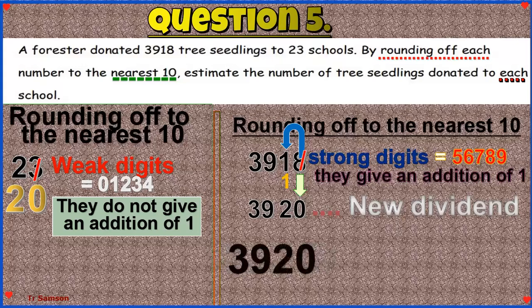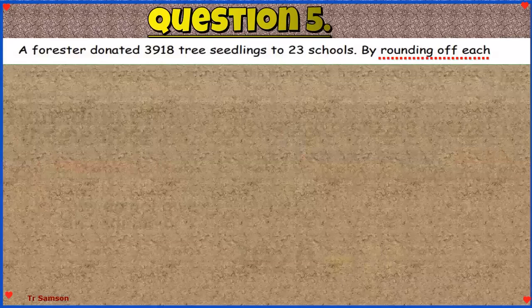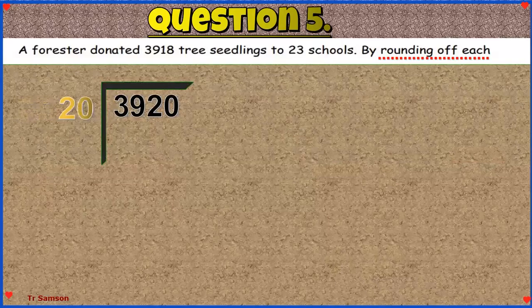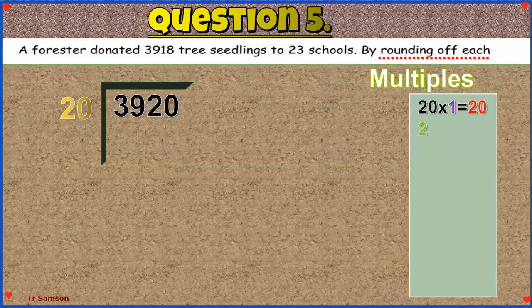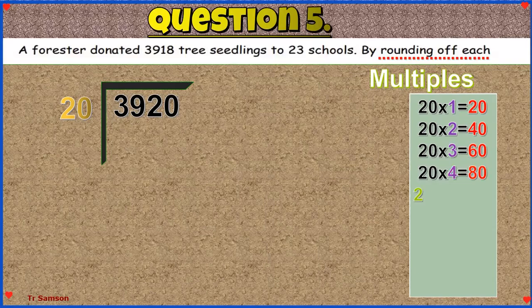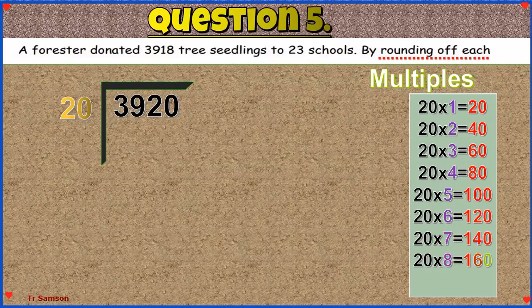So our new dividend is shared by the new divisor. So 3,920 being shared by 20. That means 3,920 divided by 20. So let us write the multiples of 20. 20 times 1 is 20, 20 times 2 is 40, 20 times 3 is 60, 20 times 4 is 80, 20 times 5 is 100, 20 times 6 is 120, 20 times 7 is 140, 20 times 8 is 160, and 20 times 9 is 180.